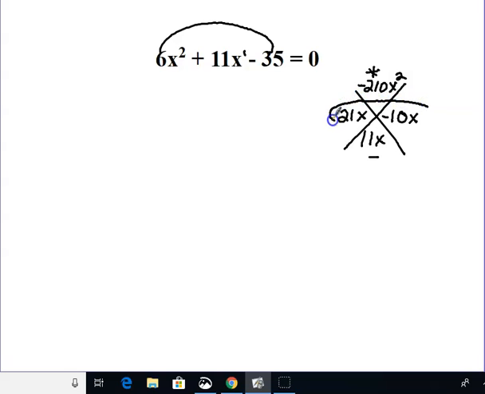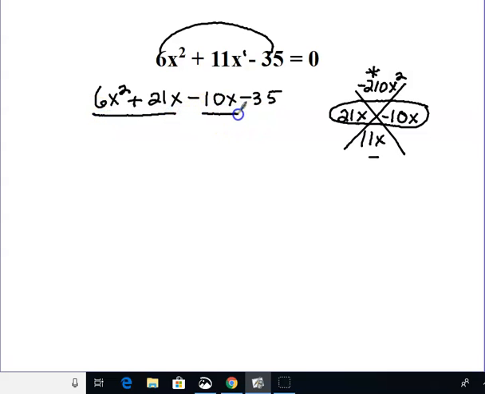The purpose of doing this is to use it in a grouping problem I create. Take the 6x squared, put it in front. Now take these two terms, a positive 21x, a minus 10x, and now drop the negative 35. Basically, we have just written 11x in a different way. 21 minus 10 is 11. So we've written it in a different way so that we can create this grouping problem where we're going to group the first two terms and the second two terms.